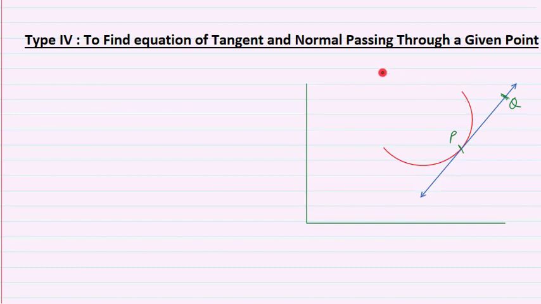So when the question is of this type, like find the equation of tangent and normal, then you should be very careful in reading the question, whether it is find the equation of tangent and normal at a point on the curve, or it is a question like find the equation of tangent and normal passing through a given point. It will make a difference in the solution of the question. So let us discuss how to solve such type of problems.